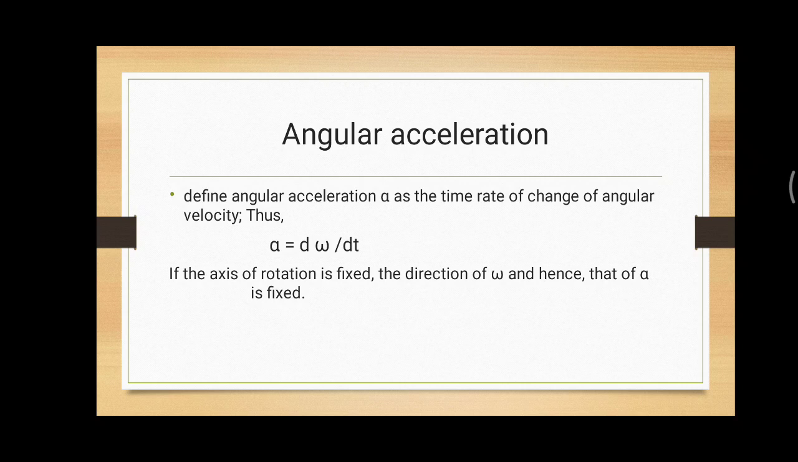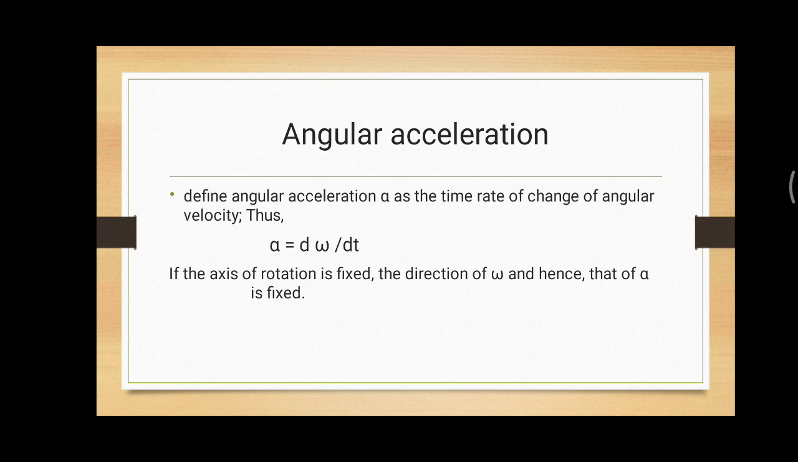Here the angular velocity is represented by omega. We have studied that v is equal to r cross omega, where v is the linear velocity, r is the radius, and omega is the angular velocity. And the angular acceleration is represented by the term alpha, and alpha is equal to d omega by dt.